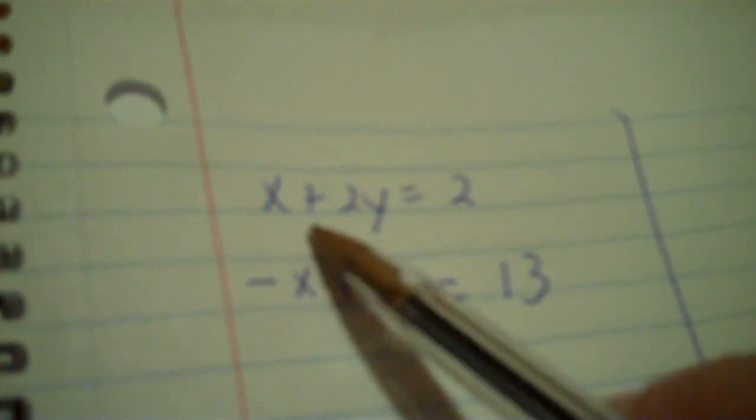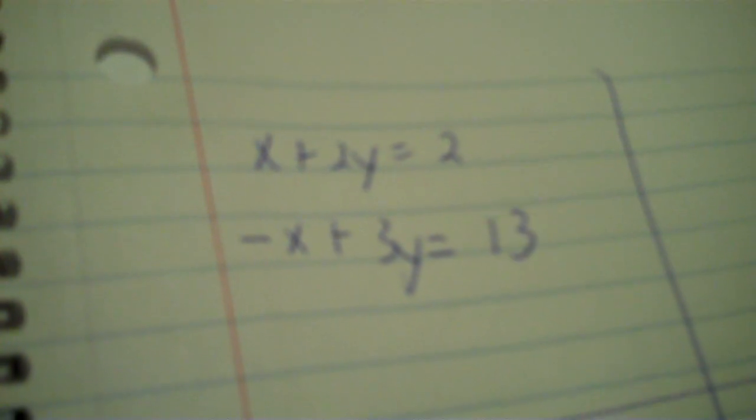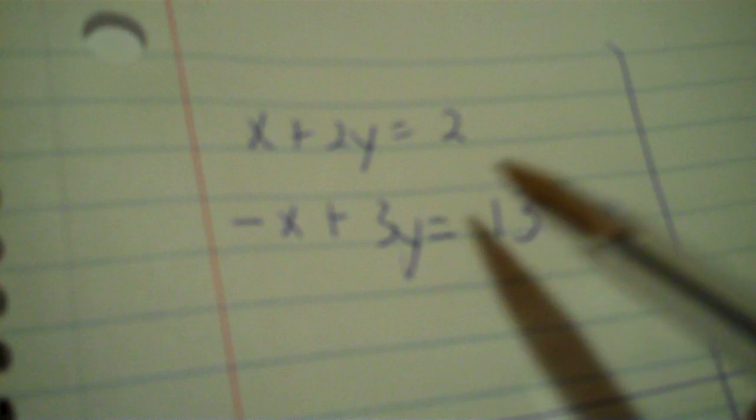x plus 2y equals 2, negative x plus 3y equals 13. Okay, I'll write it for some people who are writing it down. x plus 2y equals 2, negative x plus 3y equals 13. Now, I don't have an x or a y by itself. Those x's are not by themselves. There's more than just an x. That's a whole expression. So you're not going to be able to use your substitution.